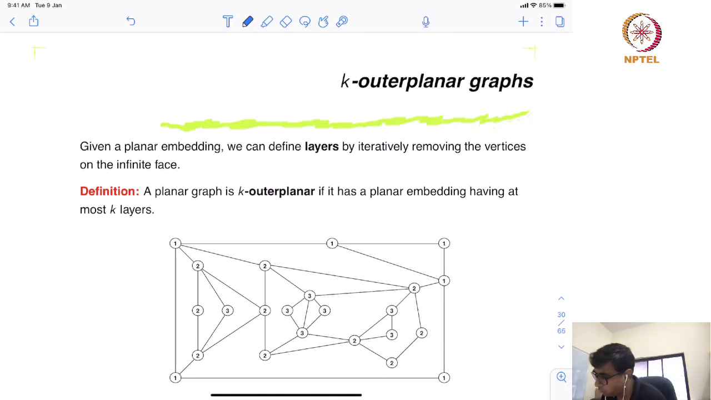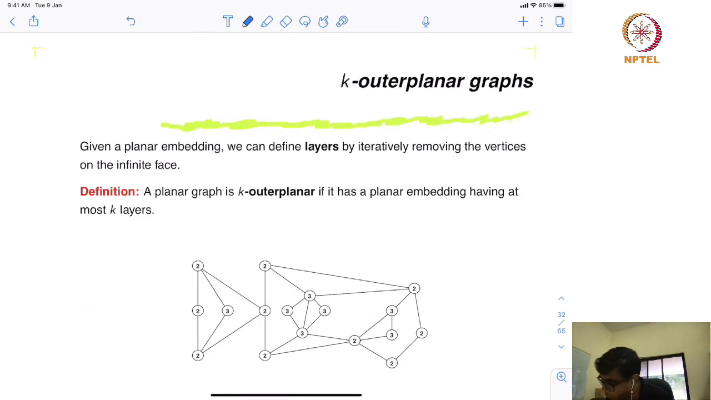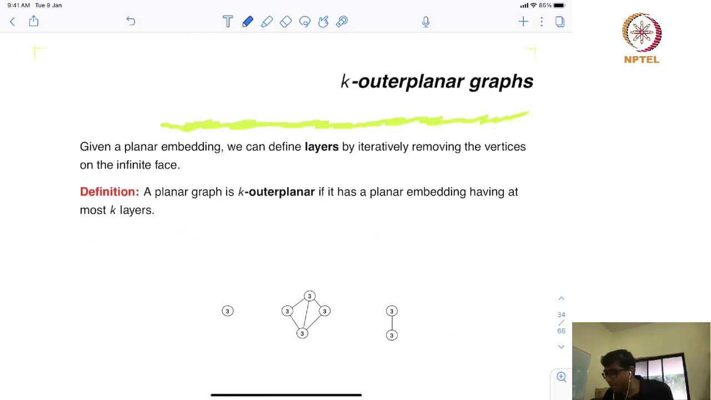So, in fact, what is interesting is that you can come up with the notion of what is called k outer planar, where a graph is called k outer planar if it has a planar embedding with at most k layers. So, what do you mean by at most k layers? Look at all the vertices which are on the outer layer, give them number 1. Now, if you delete them, what is left is some other vertices, give them layer 2. So, the minimum number of layers you need to delete so that what you are left with is outer planar is called k outer planar.